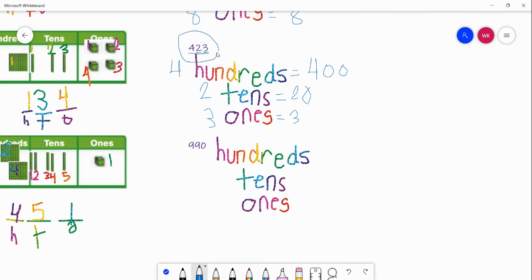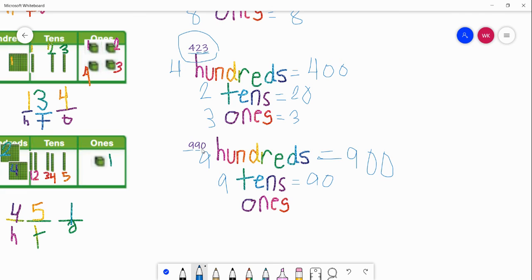So if you added up 400 plus 20 plus 3, you would have the number 423. All right, and our last one, we have 990. Let's see how many hundreds we have in 990. We have 9 hundreds in 990, which equals 900. Now let's look in the middle, that's our tens place. We have 9 tens. If you count 9 tens, 10, 20, 30, 40, 50, 60, 70, 80, 90, 9 tens equals 90.